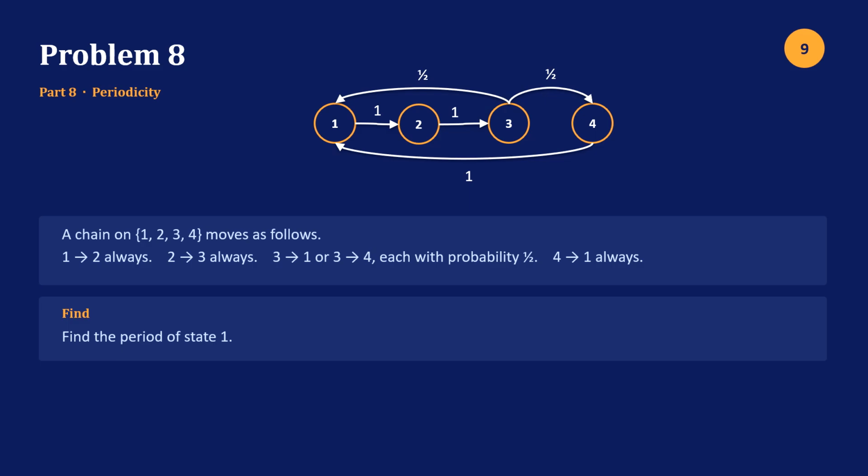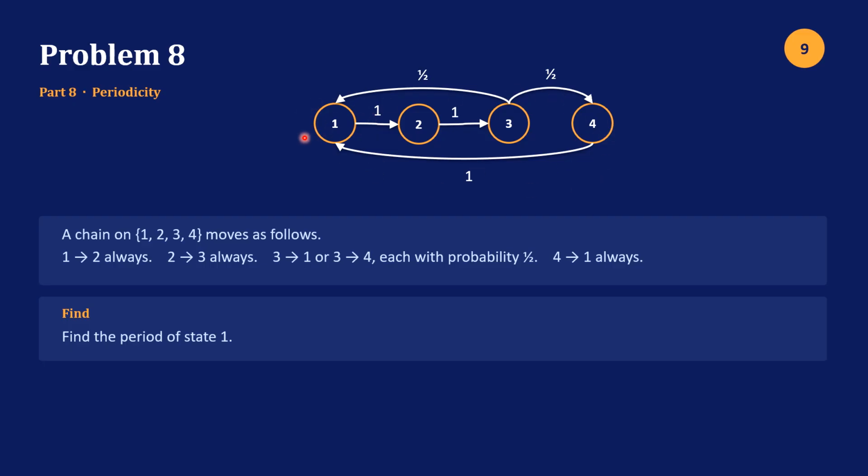Problem number 8 is about periodicity. We're asked to find the period of state 1. Let's just review the Markov chain quickly. From state 1, you go to 2 with probability 1, and from 2 to 3 with probability 1. Then at 3, you can go back to 1 with probability 1/2, or to state 4 with probability 1/2, and then from 4 you always return to 1.